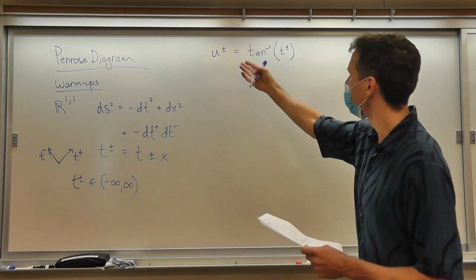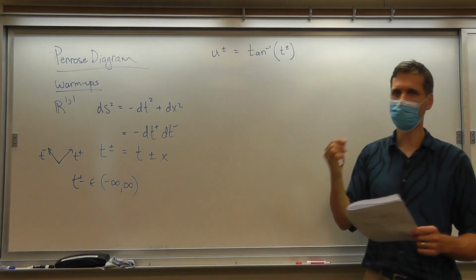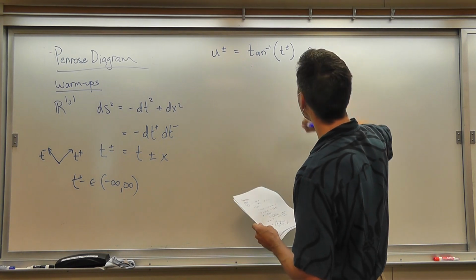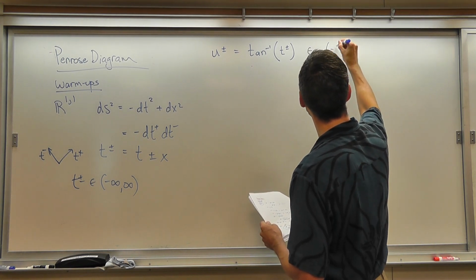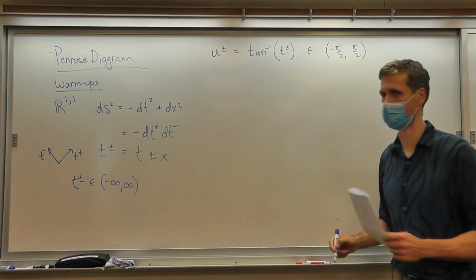And well, this is just a new coordinate. I'm just changing coordinate systems. What's so great about this new one? Well, the great thing is that arctan runs only from minus pi over 2 to pi over 2, and that's easier to draw.